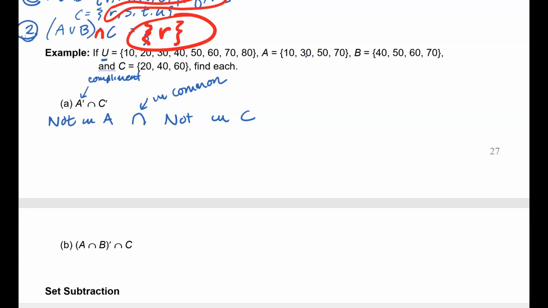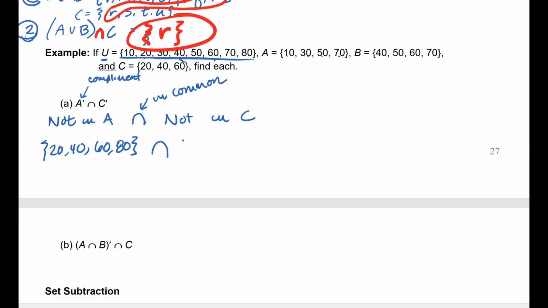So if A is 10, 30, 50, 70, look at what's in U. And I want you to tell me what is not in A. So what is A missing? If A is 10, 30, 50, 70, then it's missing a 20, it's missing a 40, it's missing a 60, and it's missing an 80. So I'm going to write down 20, 40, 60, 80. That's what's not in A.